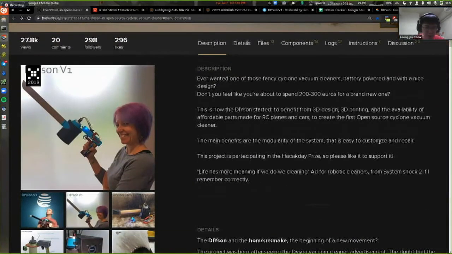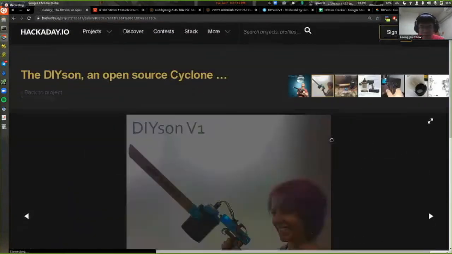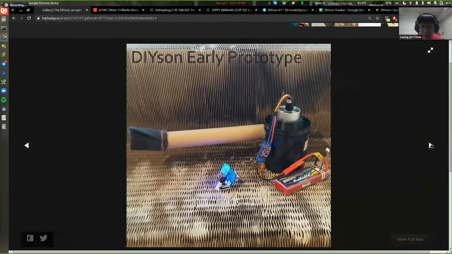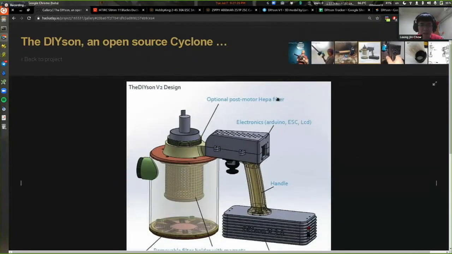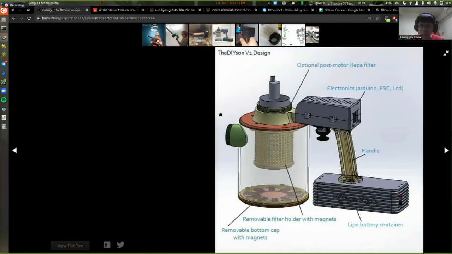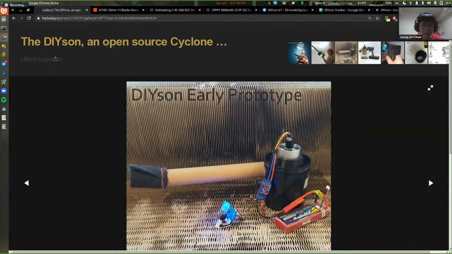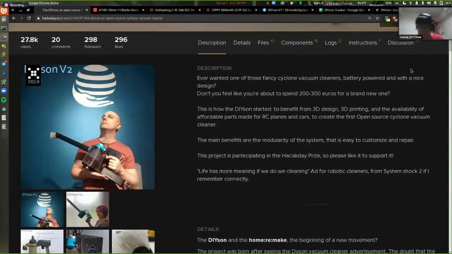So this is how it looks, more or less. There is a V1 and a V2. At the time that we started planning it, there was only V1 available. But we procrastinated until V2 came out, and we completed V1 anyway. So the DIYson more or less looks like this, and it's made from RC parts.